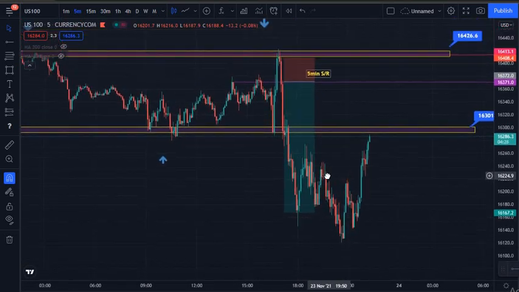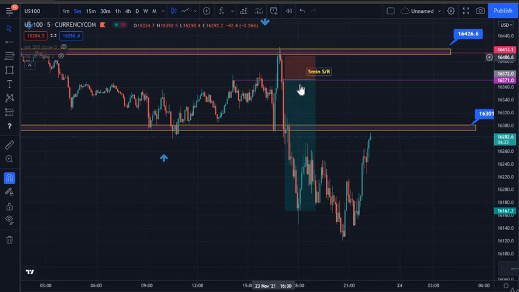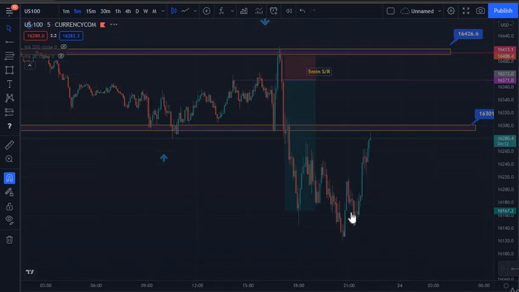And as you can see, if you did enter this trade how it is illustrated over here, you are going to have a good day with NAS 100. The next pair that we're going to analyze is US 30.